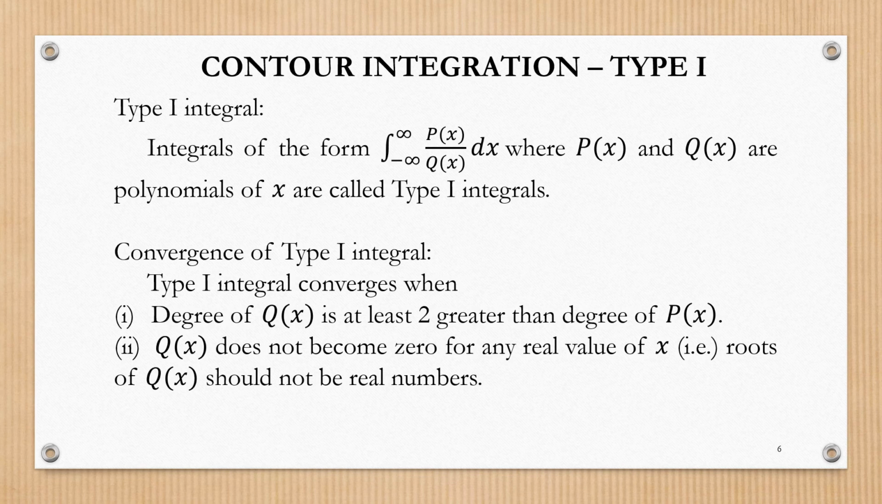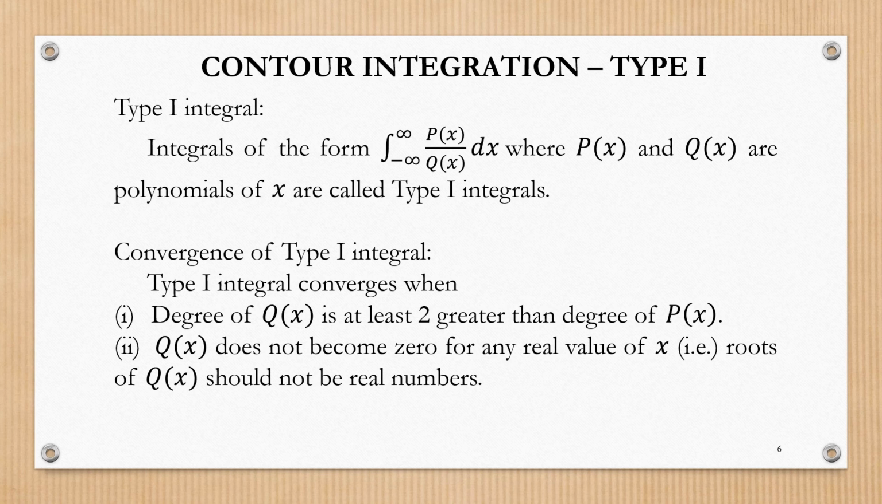q of x should not become 0 for any real number. That is the second condition. The values at which a polynomial becomes 0 are called the roots of the polynomial, which means that the second condition says that the roots of the polynomial q of x should not be real numbers.